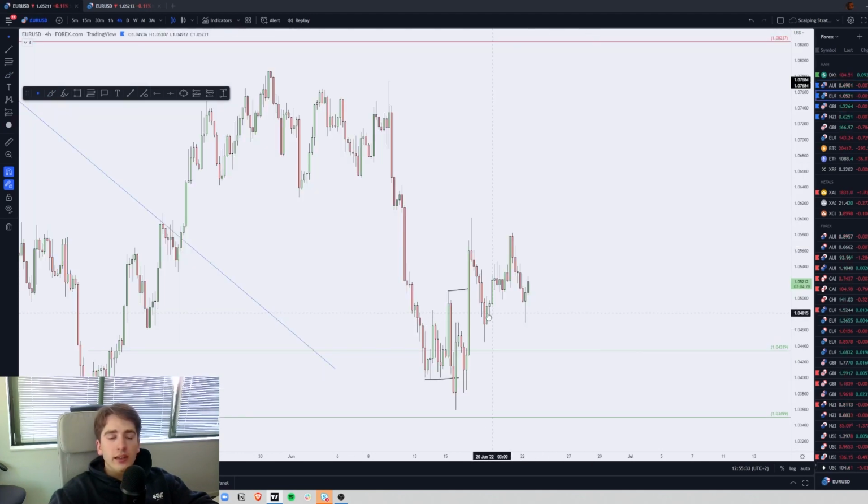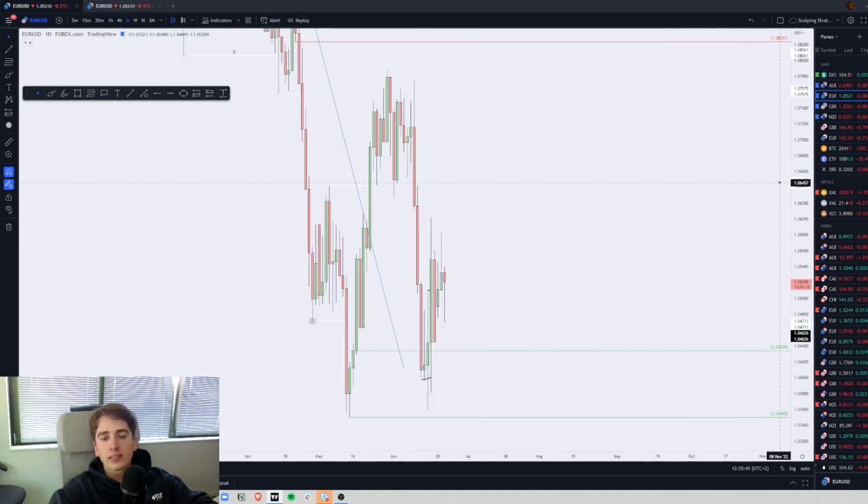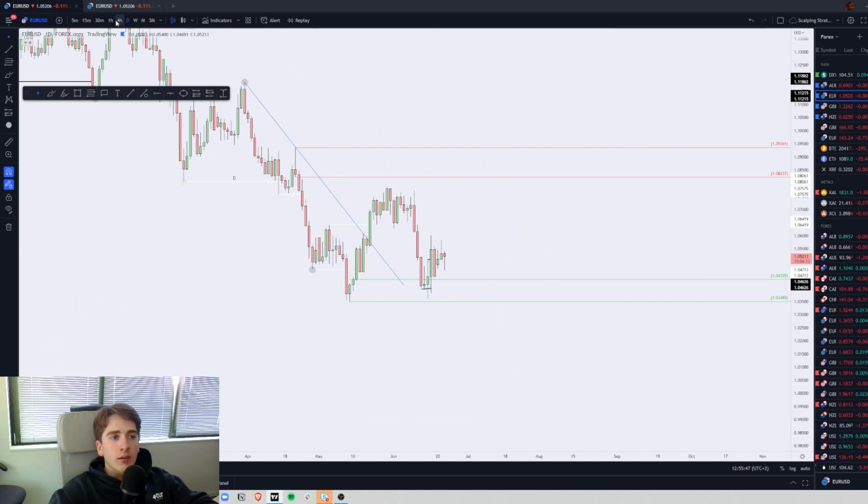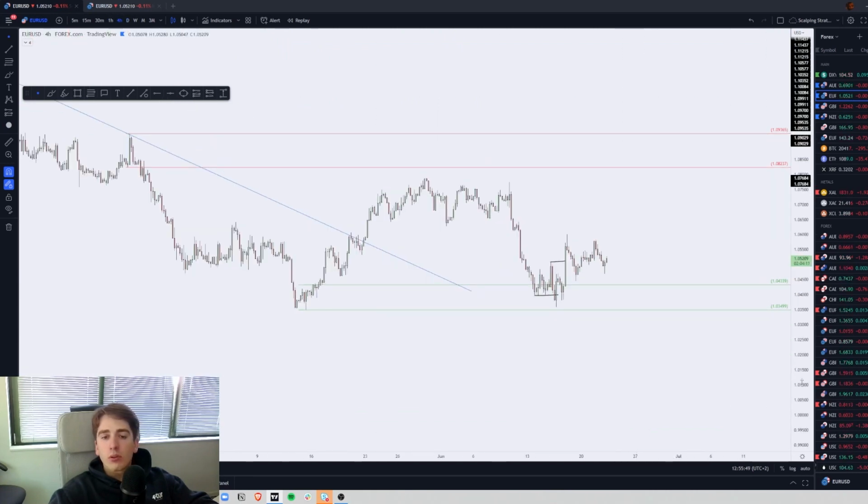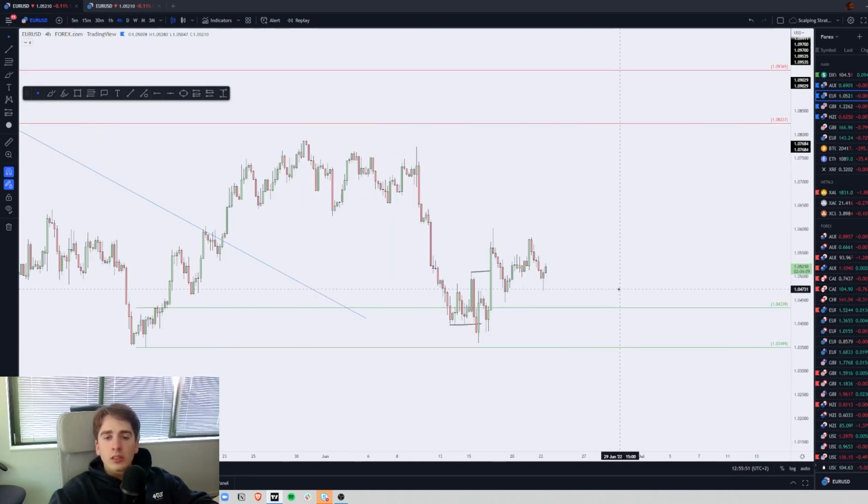Euro dollar rose from this area of sell before the buy. Would still like to see this low get taken out. For the rest, there's not much on euro dollar. All I can say is that the daily is still bullish. 4 hour is bullish as well. And overall, the buy has played out.